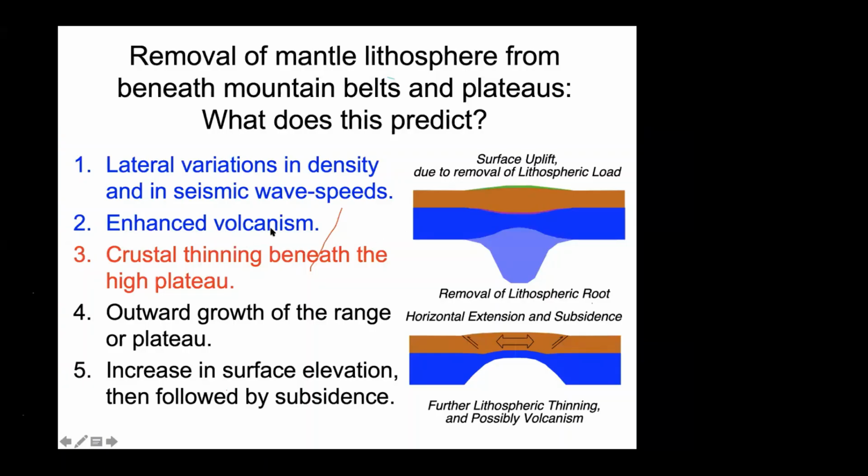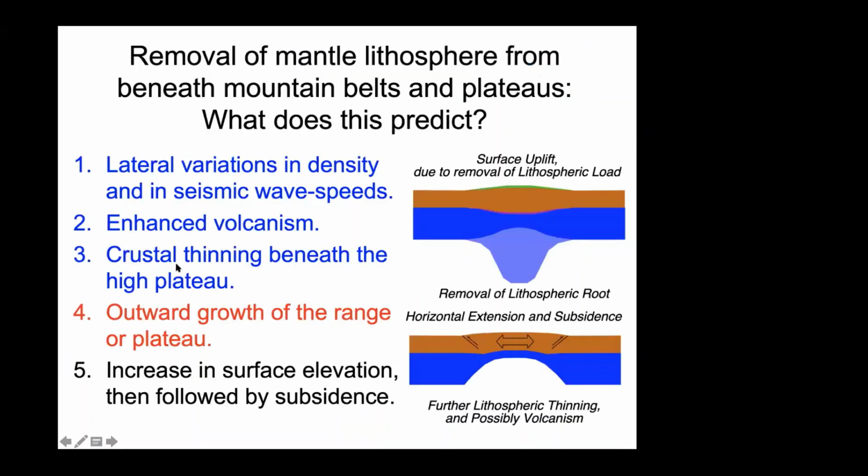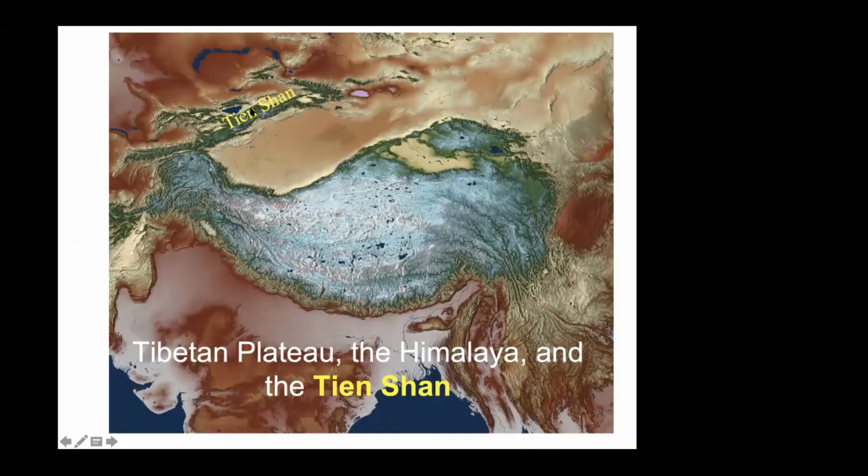So enhanced volcanism. What about crustal thinning beneath the plateau? I somehow have smeared my slide. Oh, there it goes. We've been through this, the normal faulting. This is showing you, this of course is part of why we hypothesized what we've hypothesized, but there's no questioning that crustal thinning beneath the plateau occurs now. Outward growth of the range. I'll show you a few examples of this from different areas. Let's start with the Tian Shan up in here.